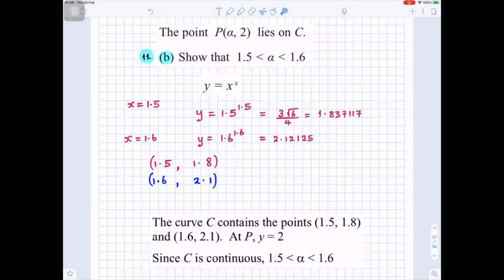So that means when you have 1.5, you get y to be 1.8. When you have 1.6, you get y to be 2.1. So the curve C contains the points 1.5, 1.8, and the point 1.6, 2.1, and y equals 2 lies between them. And since C is continuous, 1.5 is less than alpha, less than 1.6.